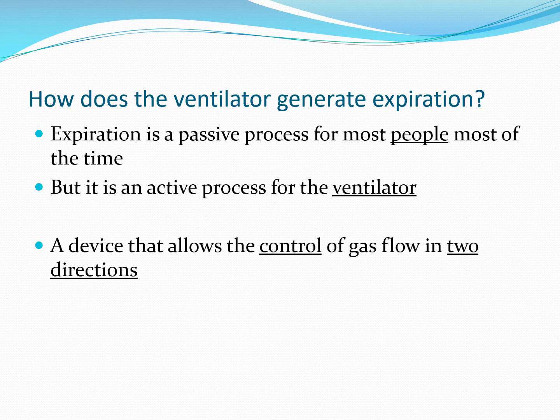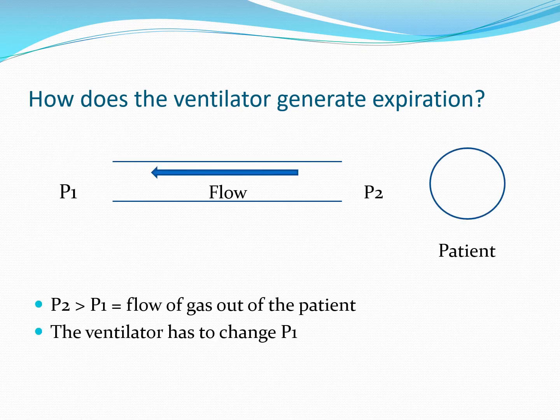Now, how does the ventilator go about generating expiration? Bear in mind our definition. A ventilator is a device that allows the control of gas flow in 2 directions. And therefore, although expiration is for most patients most of the time passive, it is an active process for the ventilator. The ventilator has to allow the generation of a positive pressure relative to atmosphere to get gas out of the patient. As a result, it has to change P1 to make P2 greater than P1 and encourage gas flow from the patient.